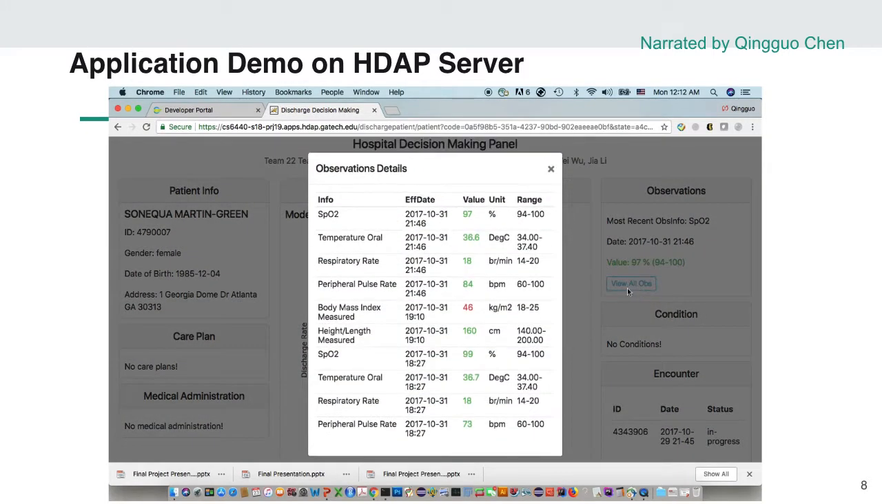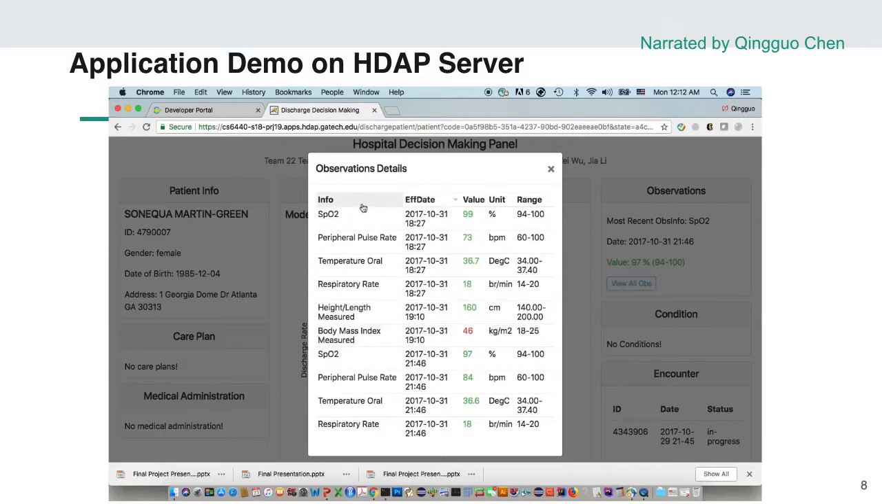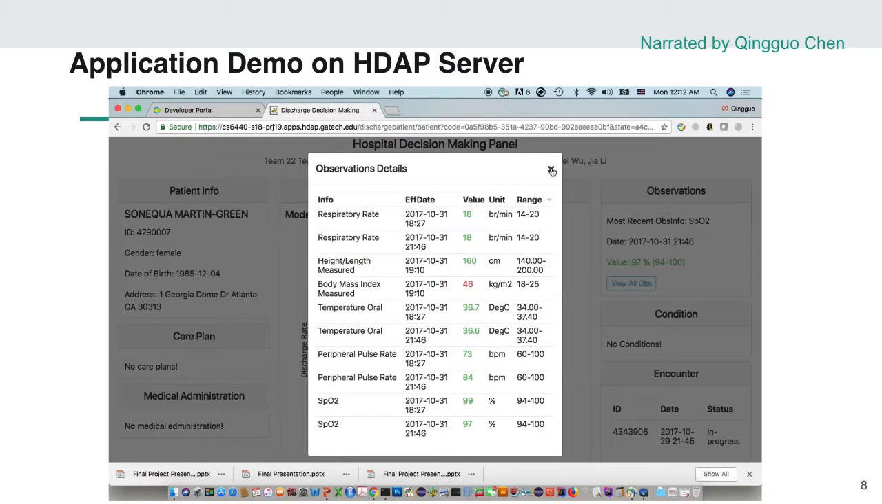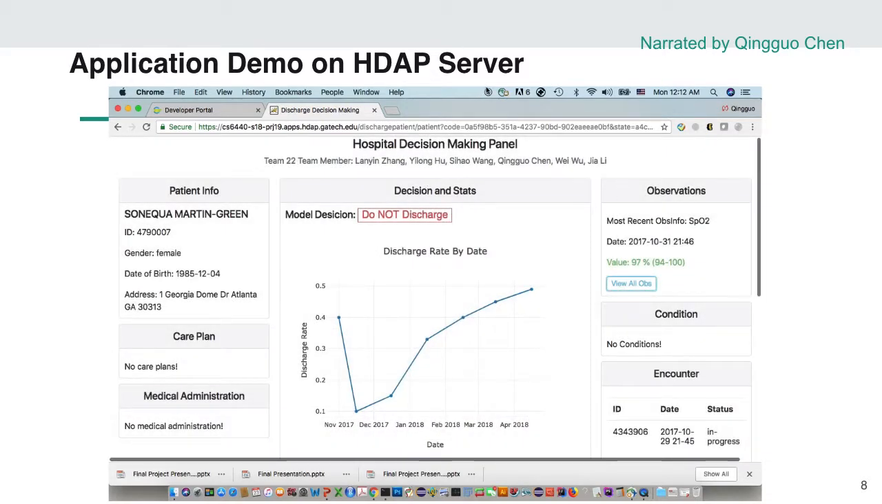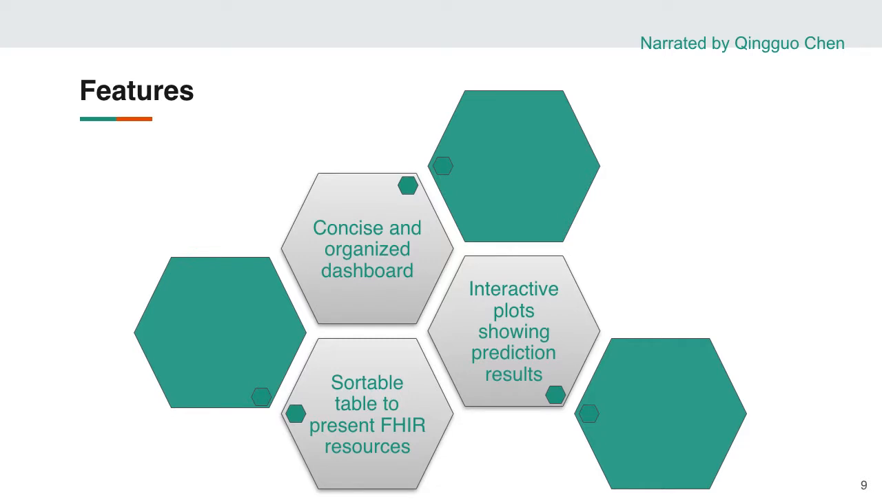For observations and conditions, we make a table to show all the results. The table is sortable. We have value in different colors. The red is the higher value than the normal range, so all the columns can be clickable and sortable. Basically, our application is a clean dashboard with interactive plots to show the prediction results and sortable tables to present file resources.